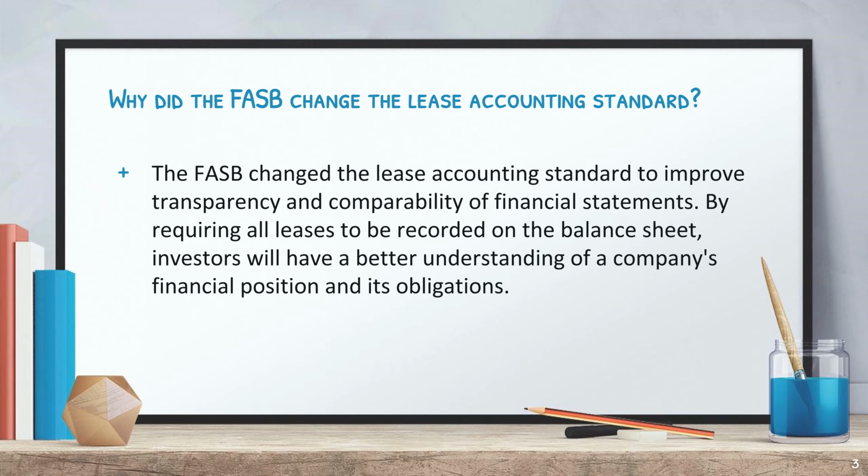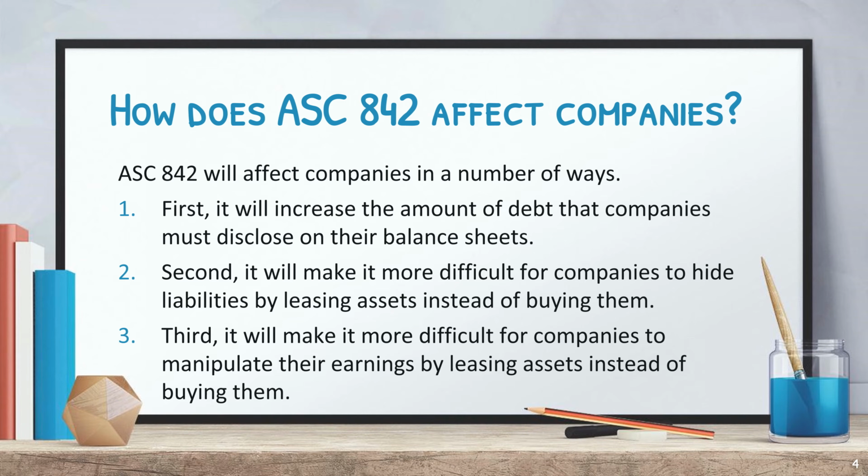By requiring all leases to be recorded on the balance sheet, investors will have a better understanding of a company's financial position and its obligations. ASC 842 will affect companies in a number of ways. First, it will increase the amount of debt that companies must disclose on their balance sheets. Second, it will make it more difficult for companies to hide liabilities by leasing assets instead of buying them. Third, it will make it more difficult for companies to manipulate their earnings by leasing assets instead of buying them.